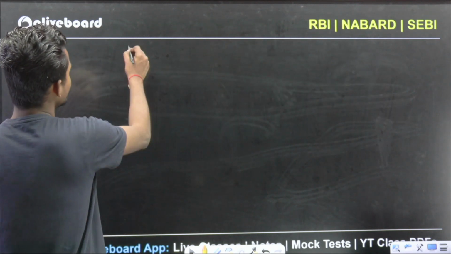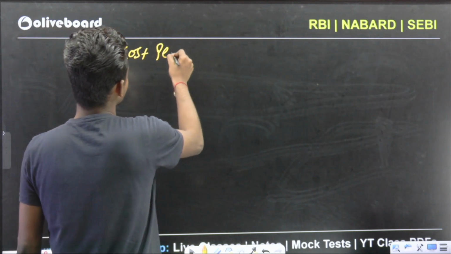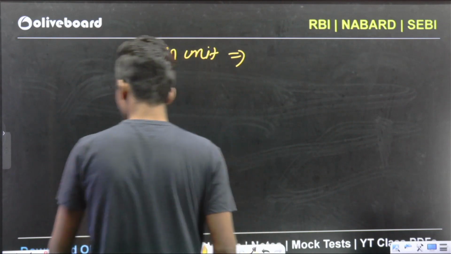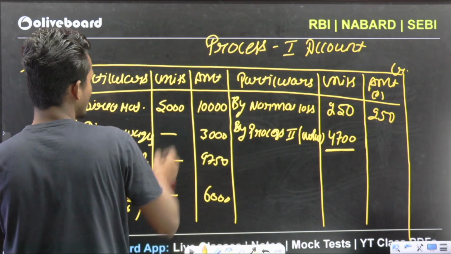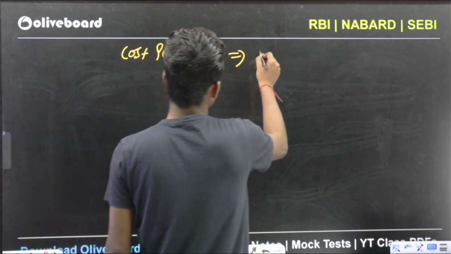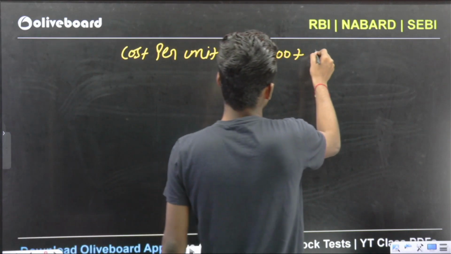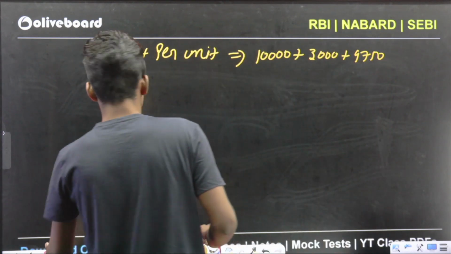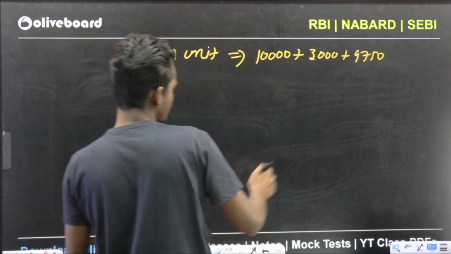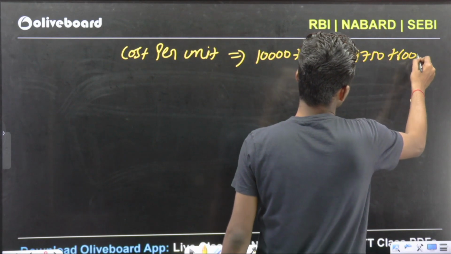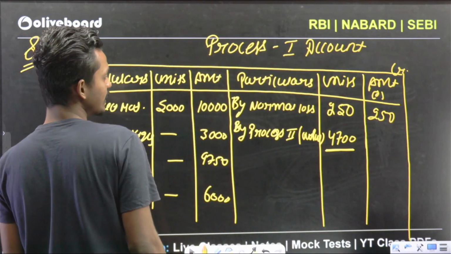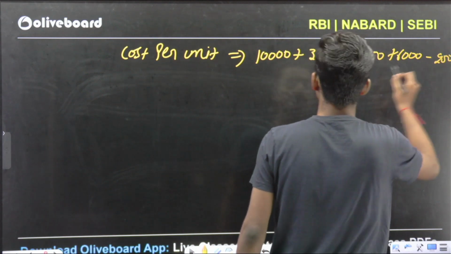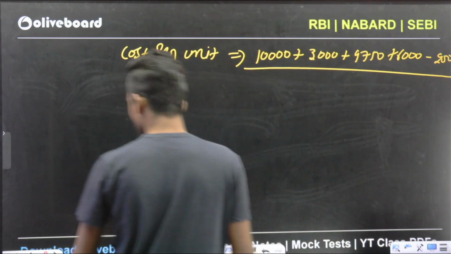So, calculating the cost per unit, what things do I have to incorporate? First of all, 10,000 rupees, 3,000 rupees I have to add here. 10,000 rupees, 3,000 rupees plus 9,750 plus 6,000, minus 250. That is what you have to deduct here.